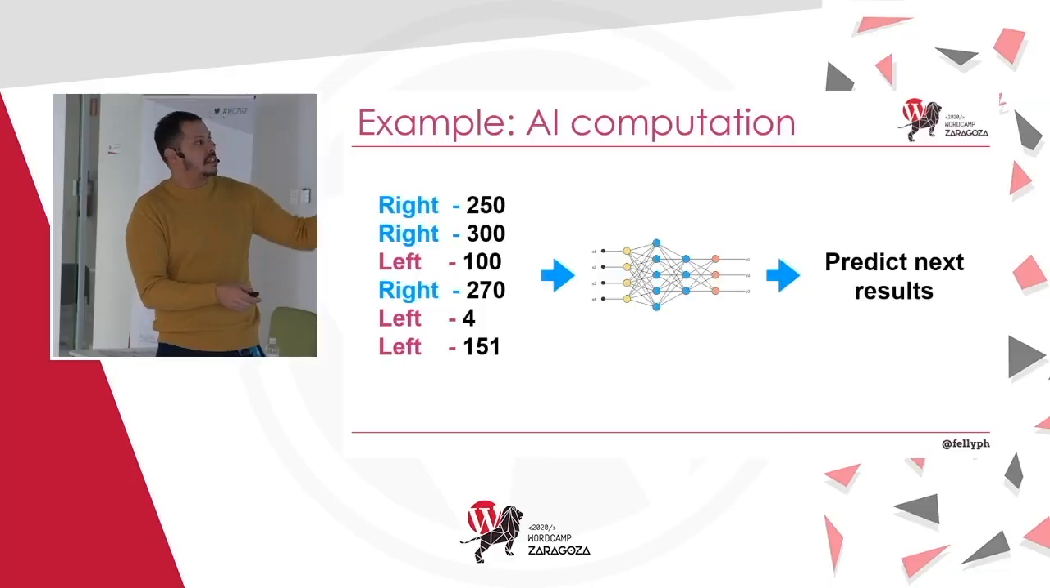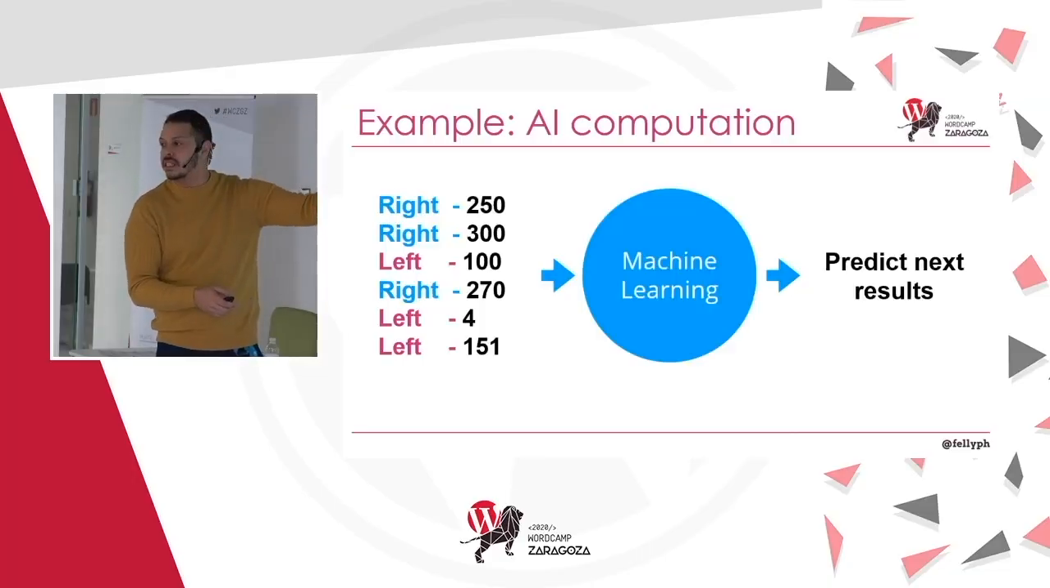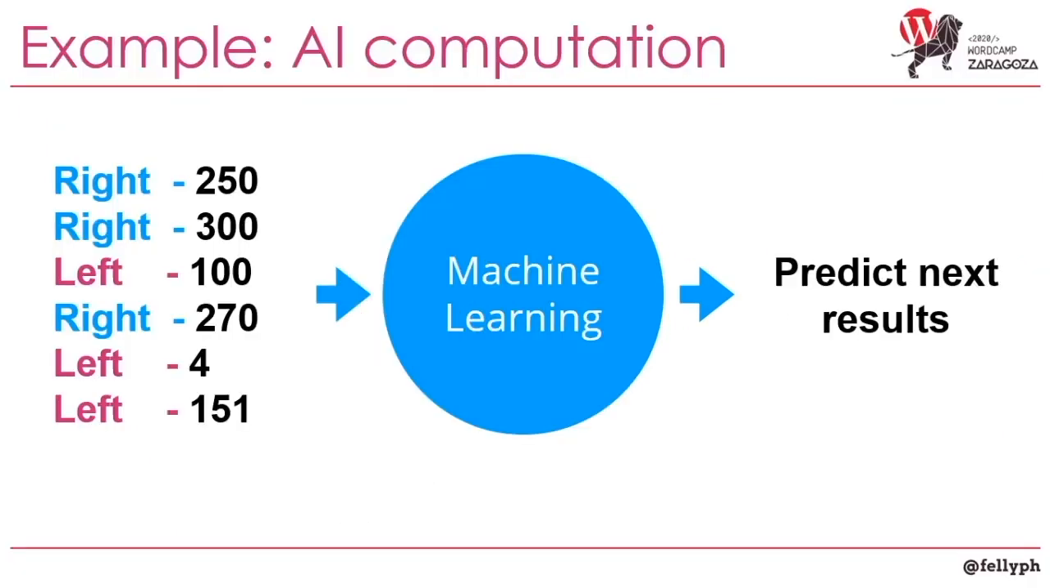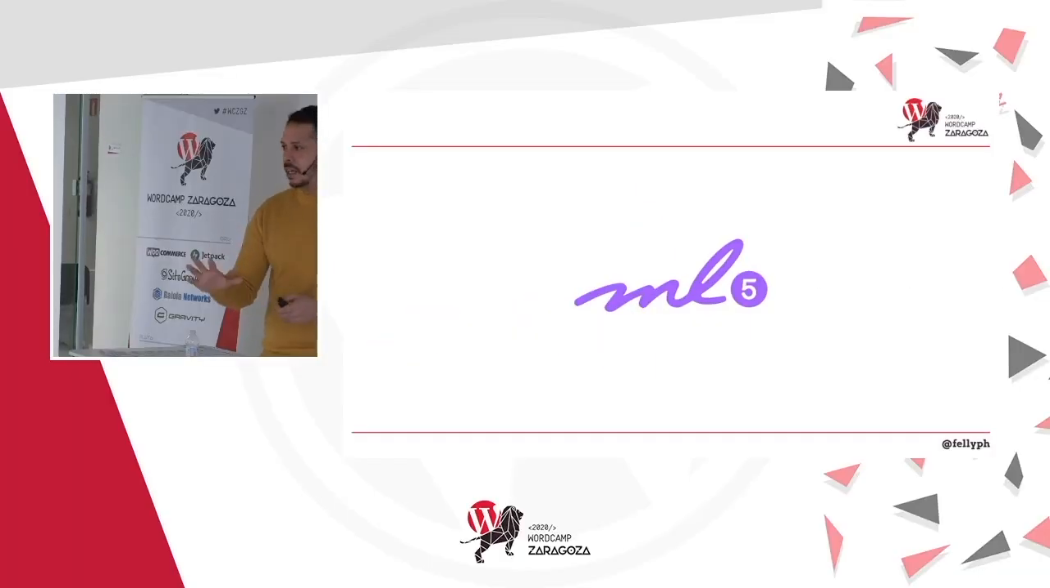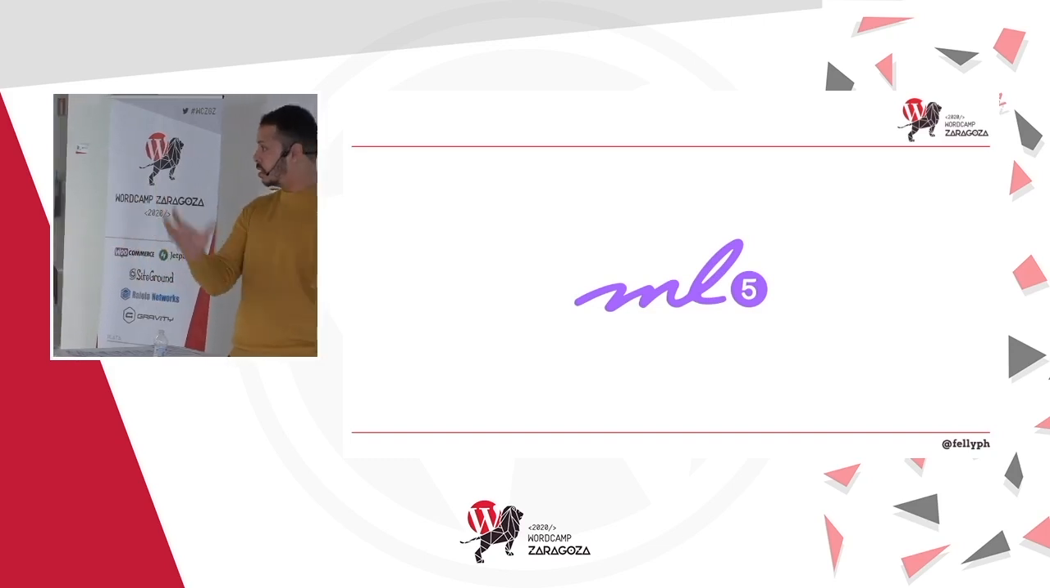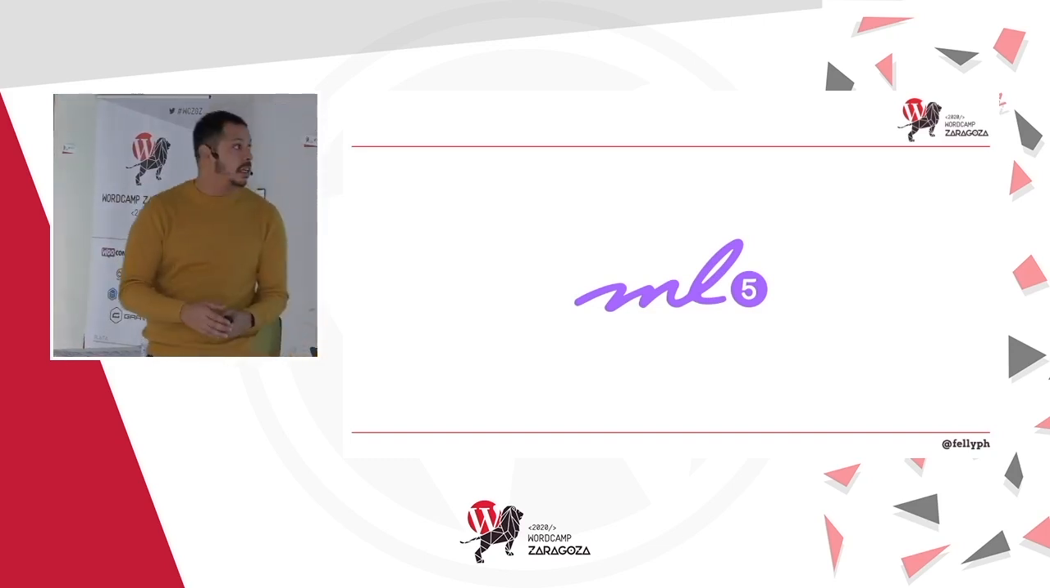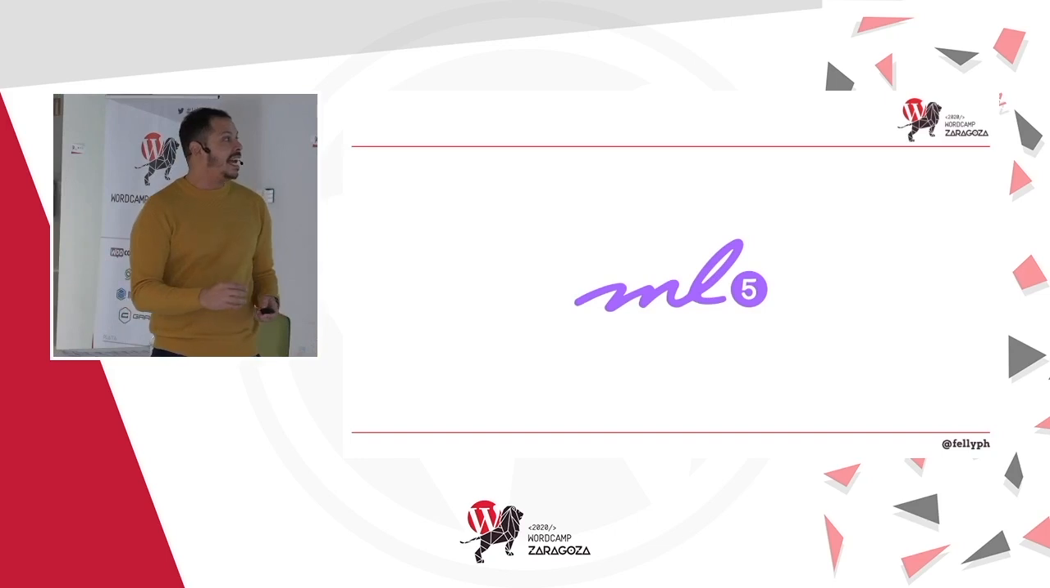But this year, I discovered a library that just abstracts this whole environment, and for me it's like machine learning. I just get the data, send the data, train, and get the result. It was the first time that I got something really working. And ML5 is a library with JavaScript.